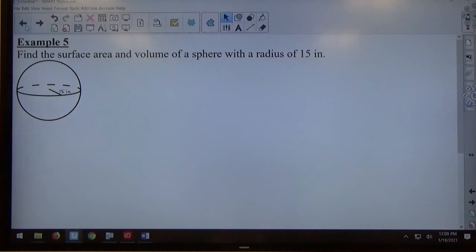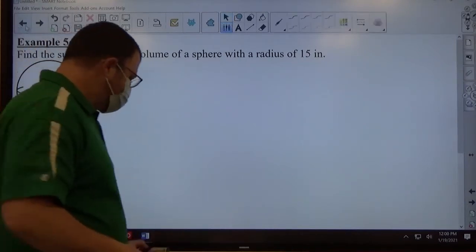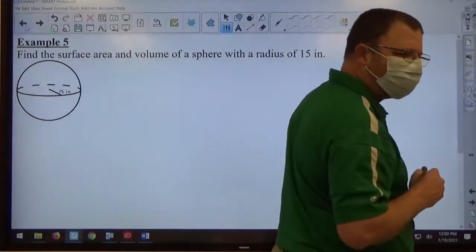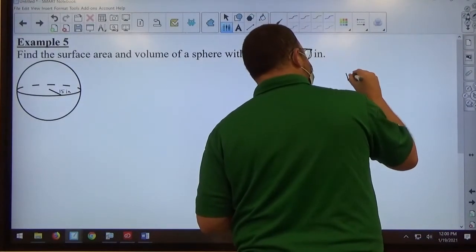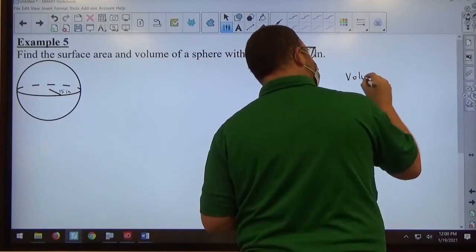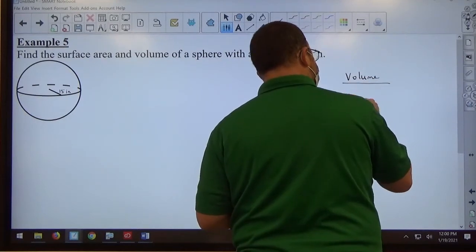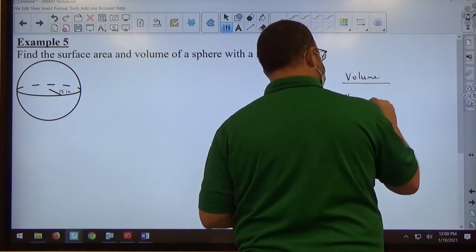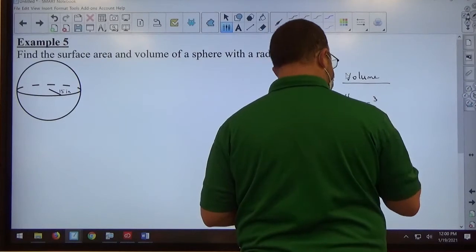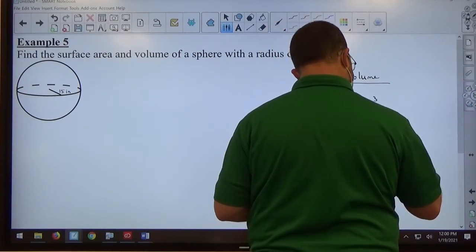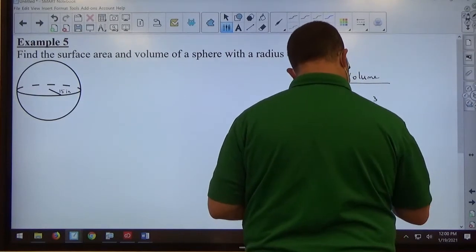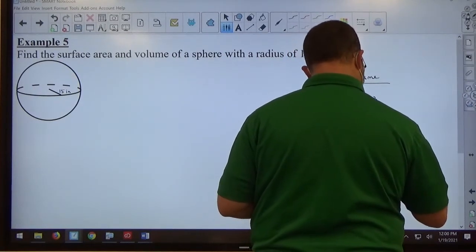All right, so the last day of 9-3 today, we're going to go through examples 5 and 6, both involving spheres. Just so you know, I don't know if they're not written on your paper, but the formula for spheres: volume of spheres is 4/3 pi r cubed, and the surface area of spheres is equal to 4 pi r squared.